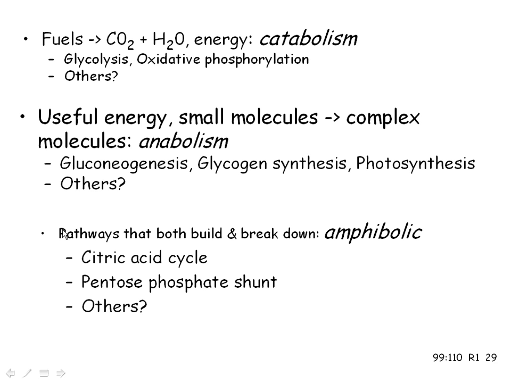And then a few pathways do both. They can both build things up and break them down, depending on the needs of the cell. Two of the preeminent ones would be the citric acid cycle, that sort of hub of metabolism, and the pentose phosphate shunt that can also be used either to make building blocks or oxidize carbons. We've talked about another one as well that's amphibolic.